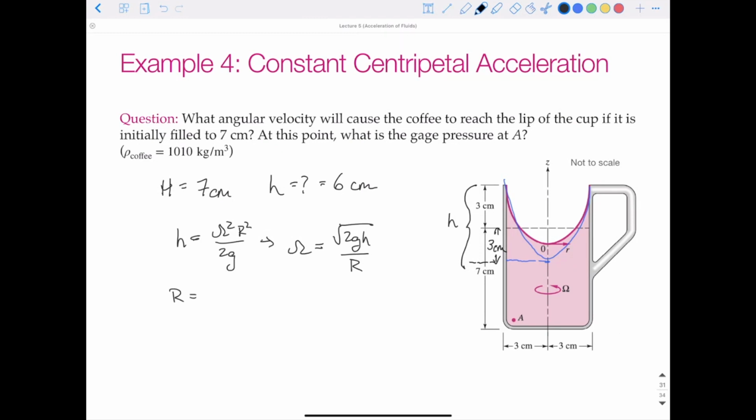So r is equal to 3 centimeters, sorry. g is equal to 9.81 meters per second squared. And h is equal to 6 centimeters. So if we substitute those in, we would get omega. In order to just get the coffee to spill out of the mug would be 36.2 radians per second.